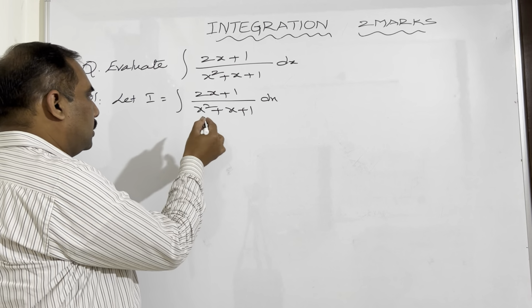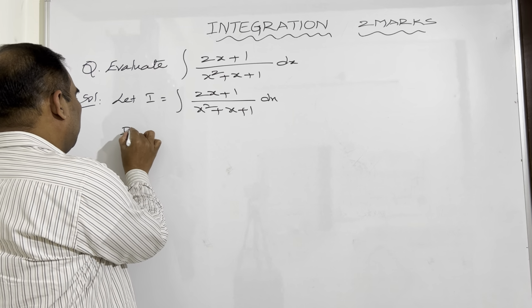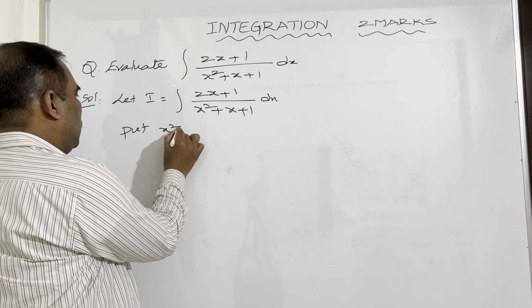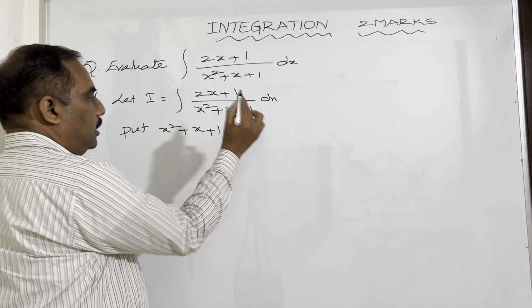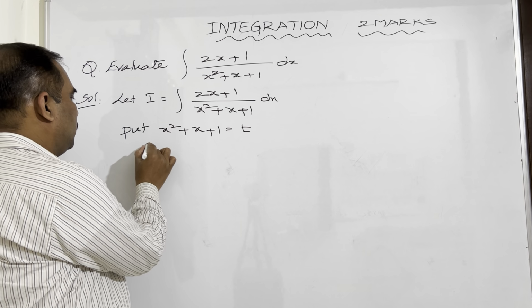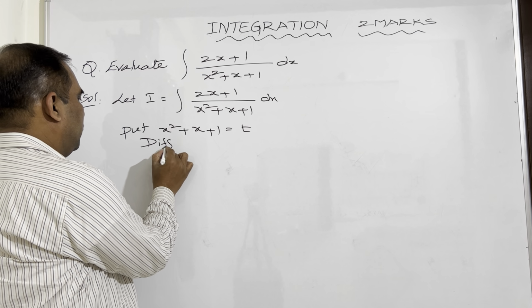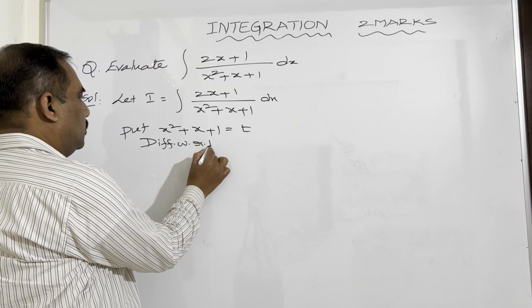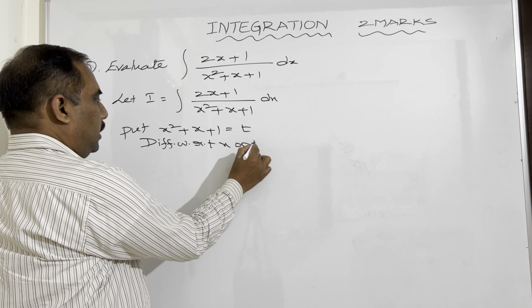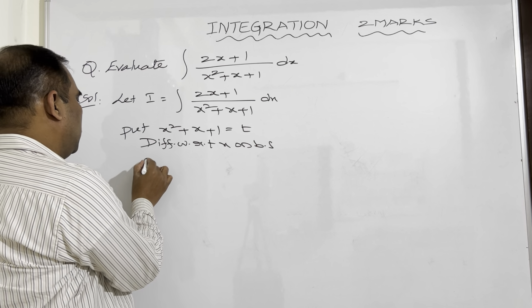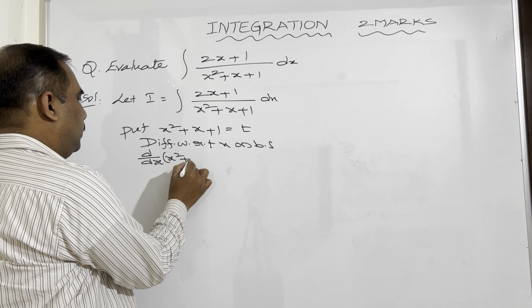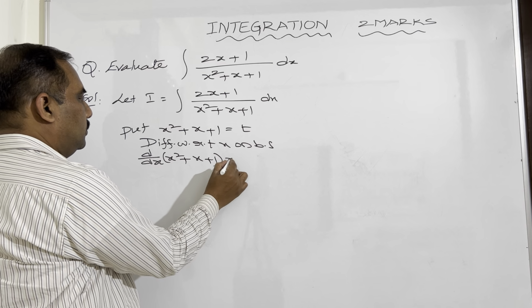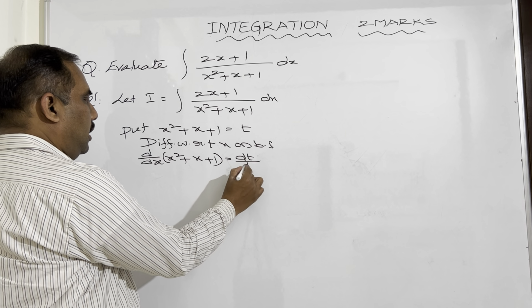One method we can use: put x² + x + 1 = t. Differentiating with respect to x on both sides, we get d/dx of (x² + x + 1) equal to dt/dx.